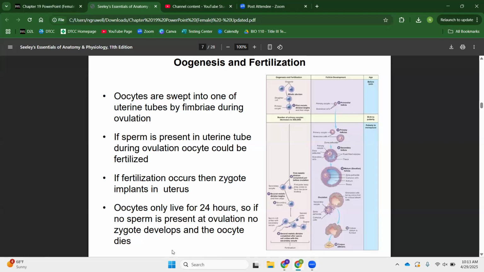And I told you to keep in the back of your head that sperm live for 72 hours. Oocytes only live for 24 hours. So it's a relatively small window around ovulation where fertilization can actually occur. If fertilization doesn't occur within that 24 hours, that oocyte is going to die. The follicle that released it is also going to wither away, and we'll see that results in a drop off of our hormones.